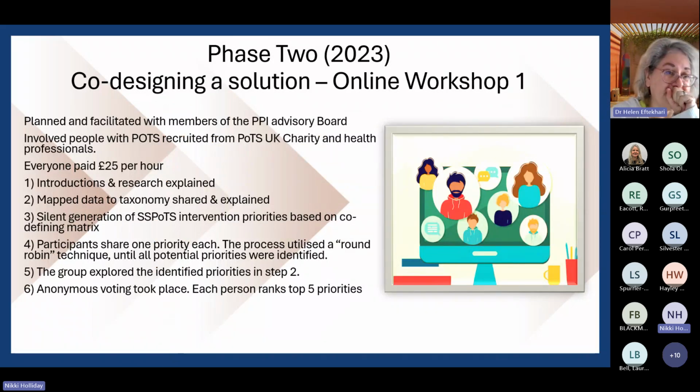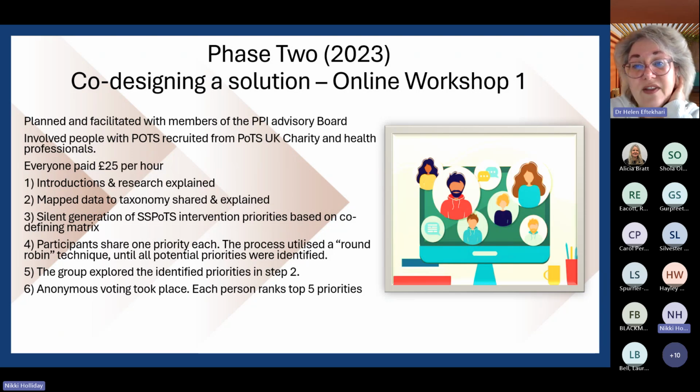So what we did then was co-designing a solution. I worked with the PPI group, and we planned it, and two members of the group facilitated workshops. The first workshop was co-designing a solution. This took place in 2023, and involved both people with POTS recruited via the POTS UK charity and also health professionals. People were paid in accordance with NIHR PPI involvement activities.